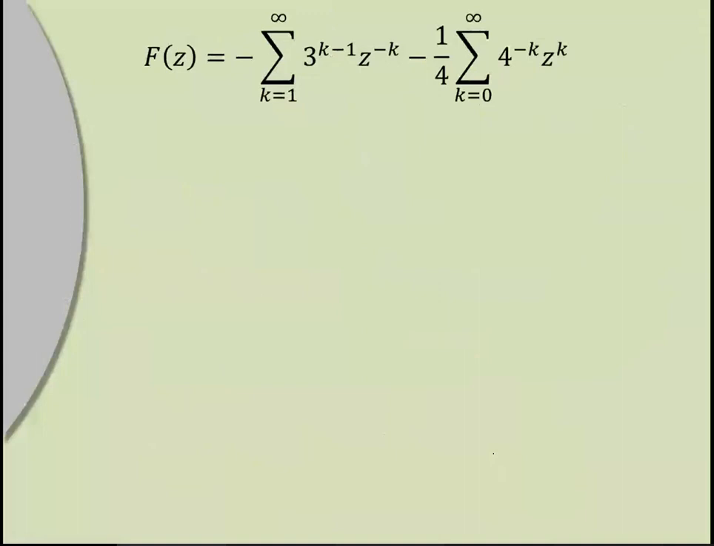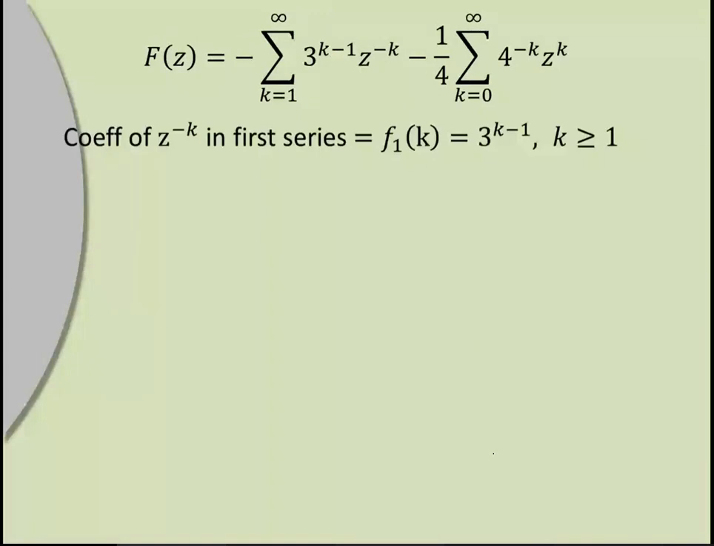The coefficient of z raised to minus k in the first term, a negative power term, we directly get f of k, denoting it by f1 of k as this term, 3 raised to k minus 1, and carefully take the limits. K is taking values from 1 to infinity. So k is greater or equal 1.